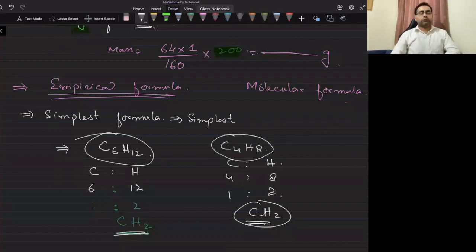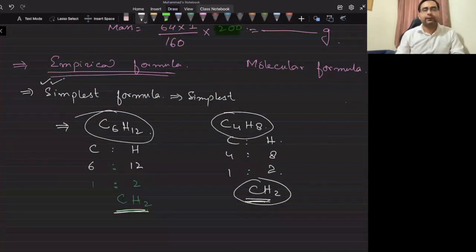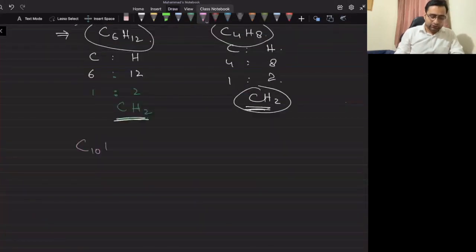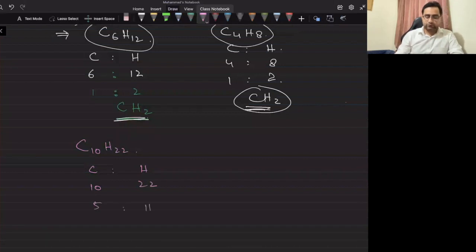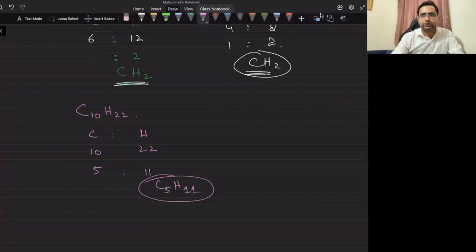So you should focus on the molecular formula, but the examiner will ask you how we can get the empirical formula. So you will simplify the ratios of elements in a compound. Another example, suppose a compound is C10H22. How can we simplify this? The carbon and hydrogen, this is 10 and 22. We'll simplify this to 5 and 11. So the empirical formula for this compound is going to be C5H11. So to get the empirical formula from the molecular formula, you just have to simplify the ratios of elements in a compound.